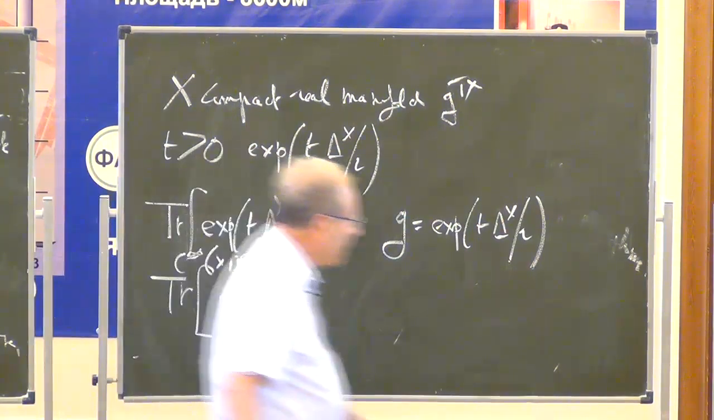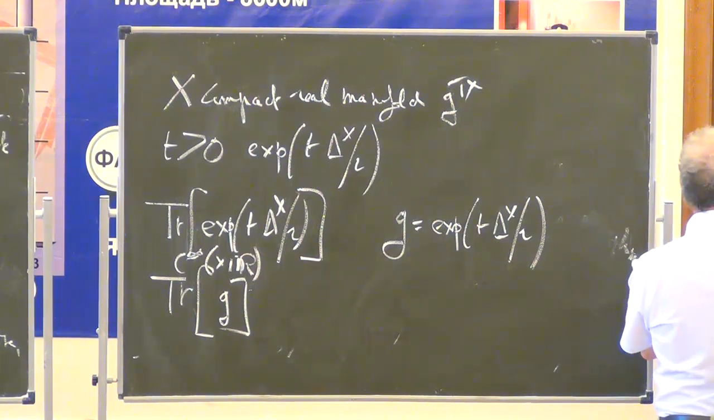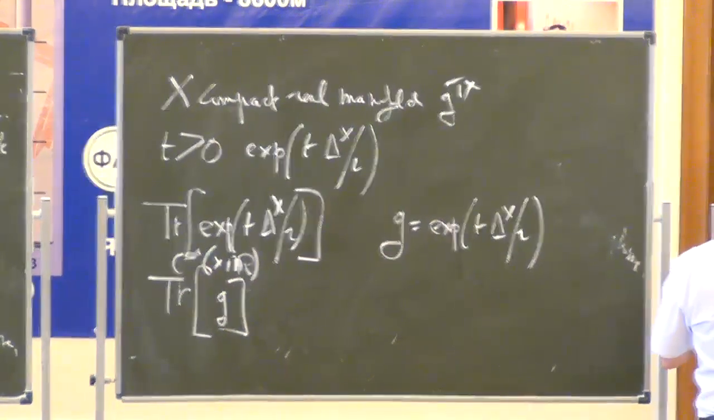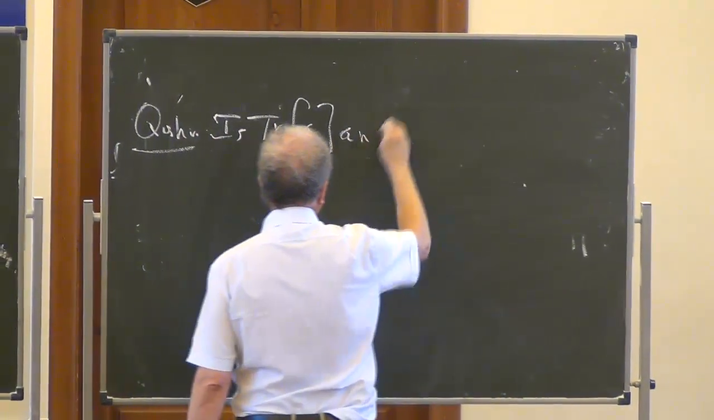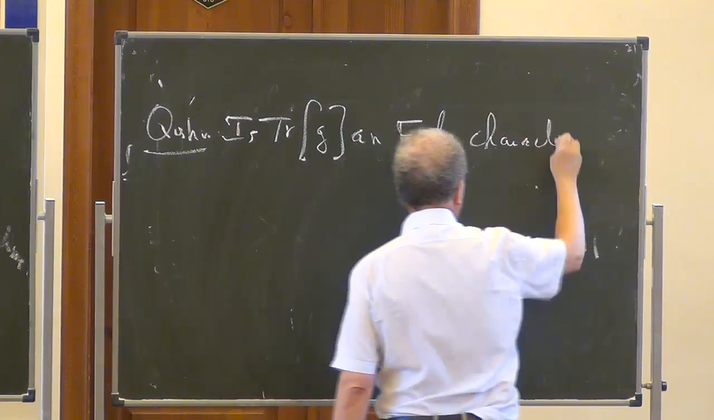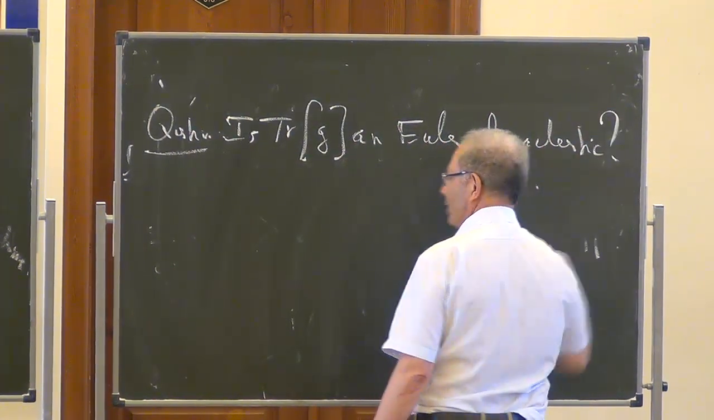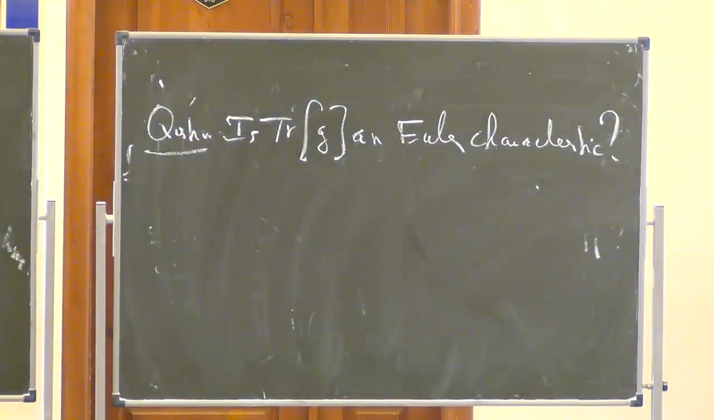Okay, so the question I'm going to ask is the following. Is this trace an Euler characteristic? Is this trace, question, is the trace of G an Euler characteristic? Okay, so let me try to explain what I mean by this.